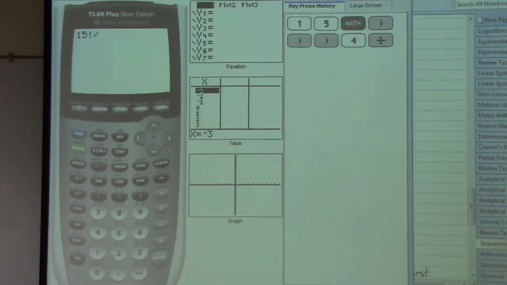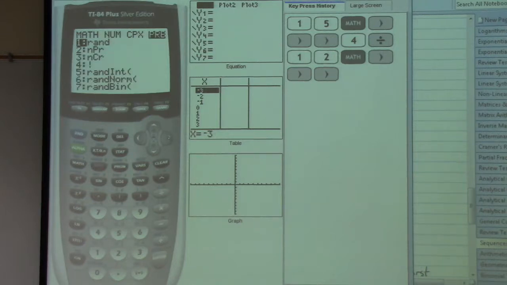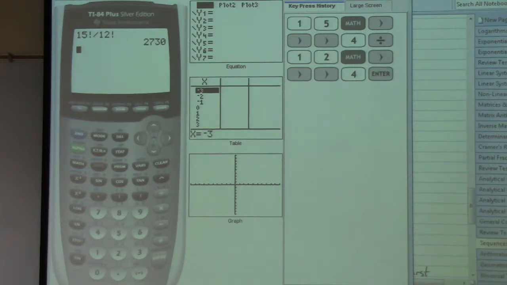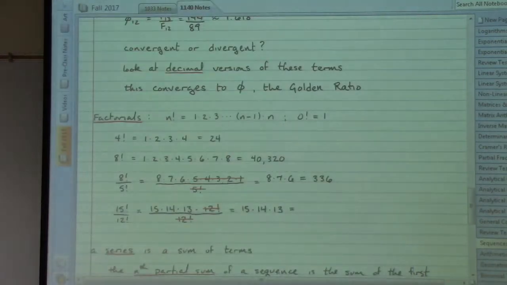And since we want to do that little division problem, then we're also going to go ahead and put in the 12 with the factorial, and then we can hit enter so that it would come up with that correct calculation for us. If we separately did the 15 times the 14 times the 13, we should get the same answer. And lo and behold, we do. 2,730 is the answer that we would get for that.